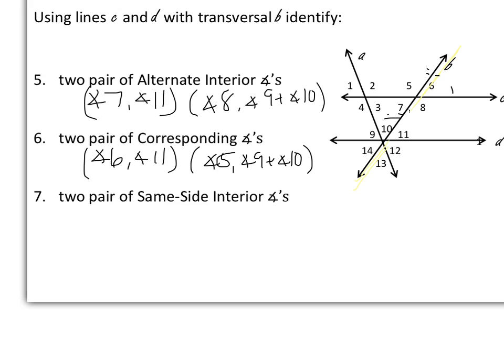The next thing we need to do is find same side interior angles. Same side interior angles are the same as consecutive interior angles. So they are on the same side of the transversal, inside of the lines. So for one pair, again using only transversal B, angle 8 and angle 11. On the other side of that transversal we will have angle 7 and angle 9 plus angle 10.